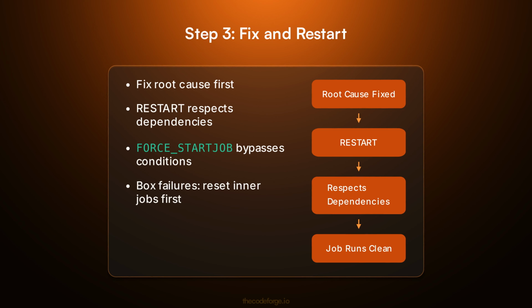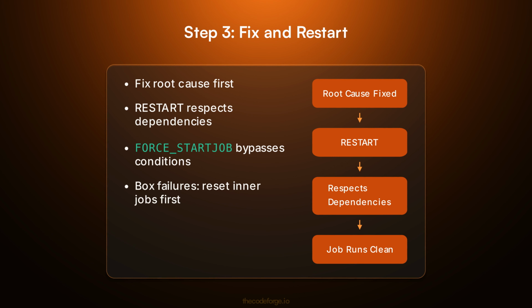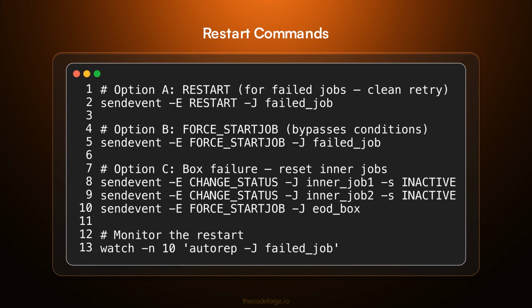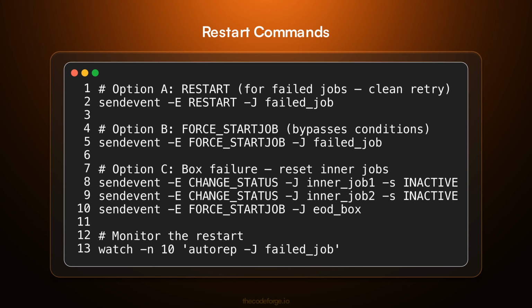After fixing the root cause, restart the job. Use restart for a clean retry that respects dependencies. Use force_startjob only when you need to bypass conditions. For box failures, reset inner jobs to inactive before restarting the box. Use restart for a clean retry. Force_startjob bypasses conditions, so use it with intent. For box failures, reset inner jobs to inactive first, then restart the box.